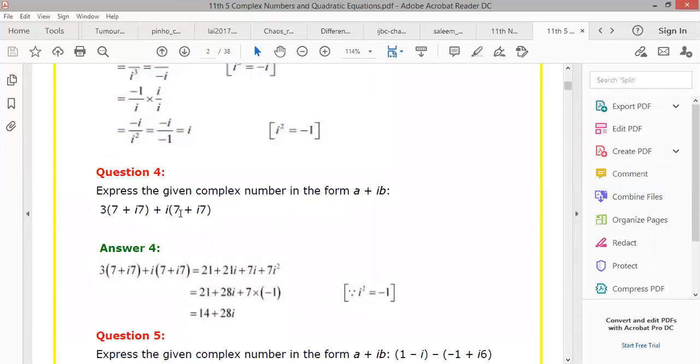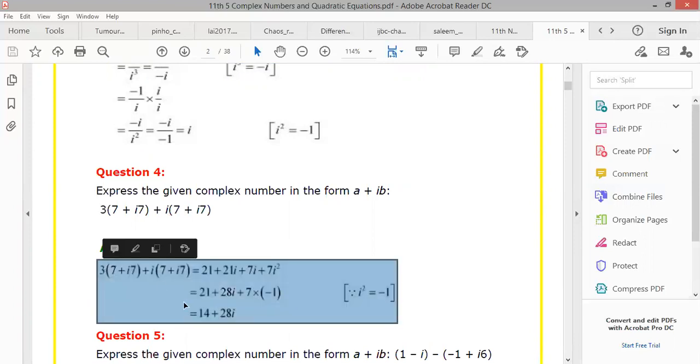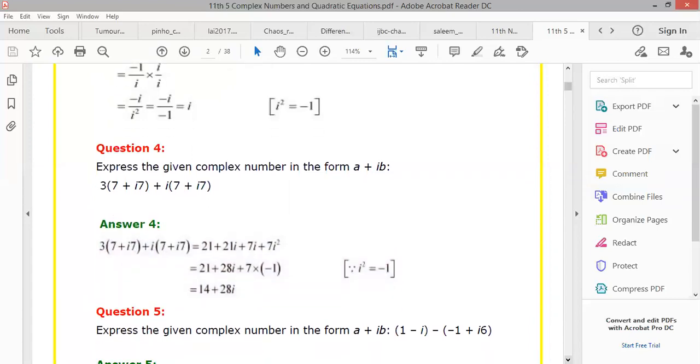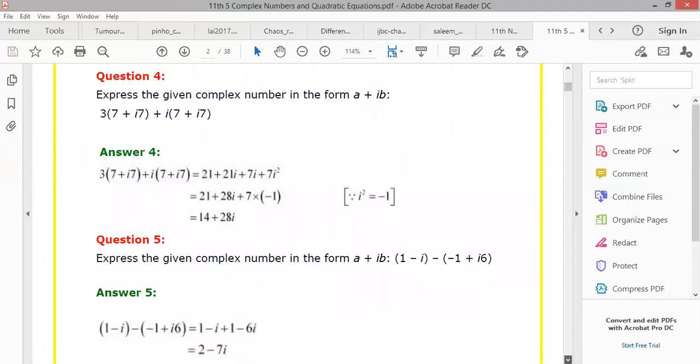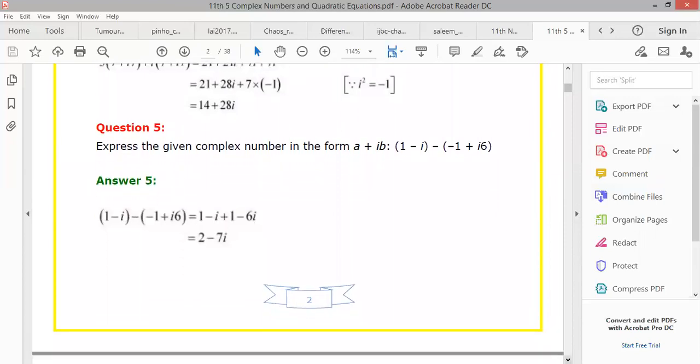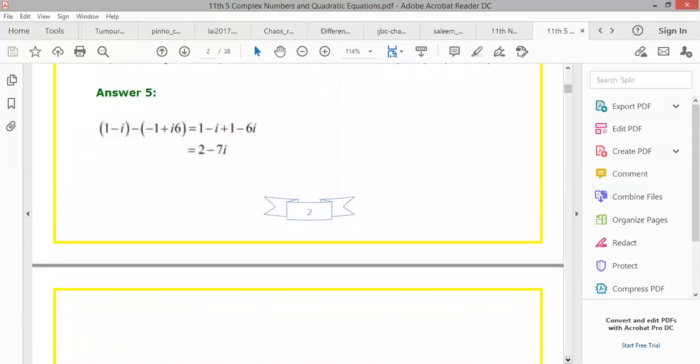This question is 3 into 7 plus i7, plus i times 7 plus i7. We have to simply use the distribution law here. We distribute 3 over 7 plus i7 and i over 7 plus i7, and we get this expression. After that, we make the necessary calculations and we get 14 plus 28 into i. So this is in the form a plus ib, where a is equal to 14 and b is equal to 28. Similarly, we have question number 5. You can solve this. It's very simple.